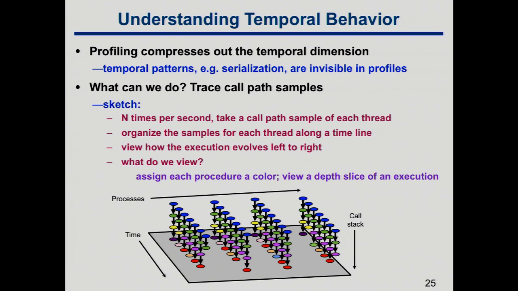And so what we do is we trace call path samples. As the execution unfolds, we interrupt the application and say, where are you now? And that gives us a chain. Over time, we're collecting chains for each thread in the application, so there's a set of unique chains for each thread. And then we have the processes along one dimension and time along the other dimension. The third dimension is the depth, like the depth of the chain.